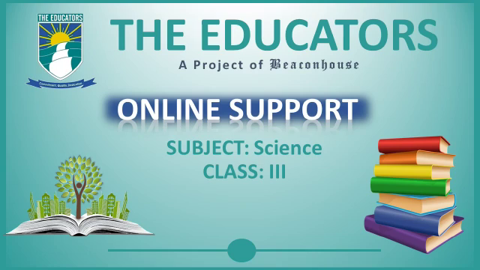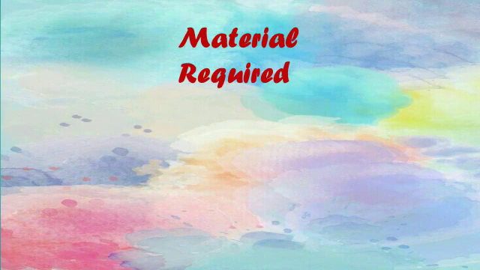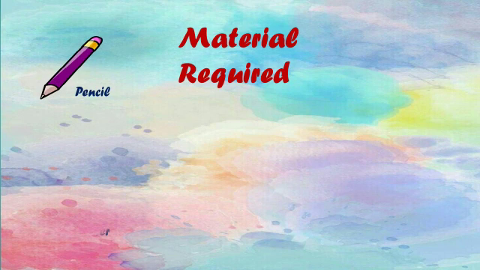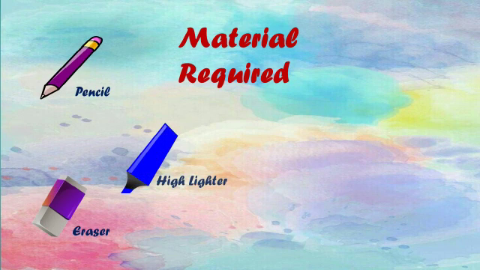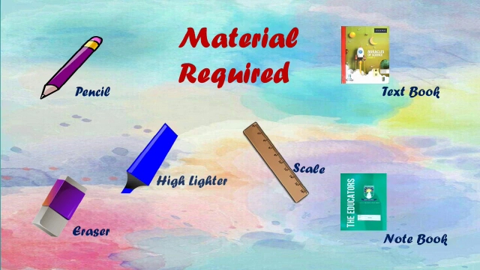Students, as you know, this is our first science lesson of the final term. Today we will start unit number 4, natural resources. I hope you all are excited for this lesson. So let's begin. The materials required for this lesson are pencil, eraser, highlighter, scale, science textbook, and science notebook. I hope you have collected all these things and you are ready for this lesson.